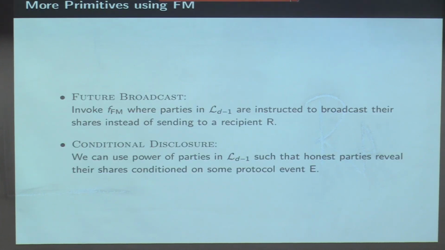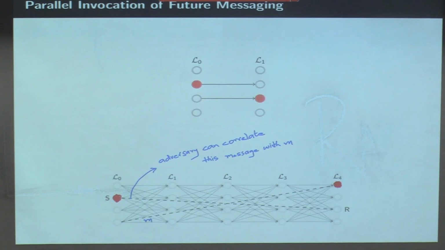So we will use these primitives now to build verifiable secret sharing, and using verifiable secret sharing build the multiplication protocol and eventually the MPC protocol. This is the plan going forward. Do you have any questions about the future messaging?